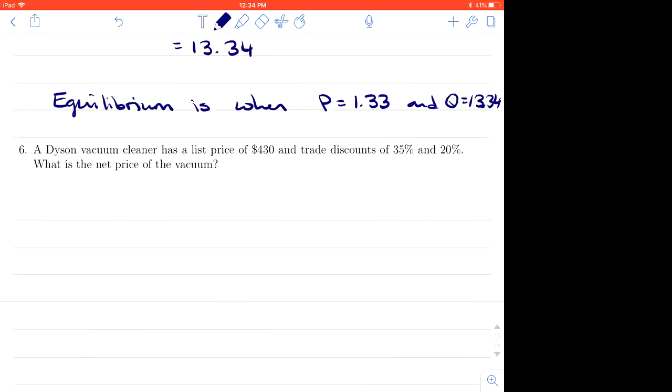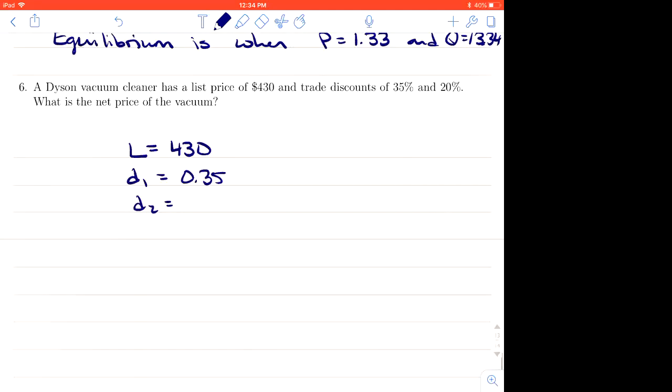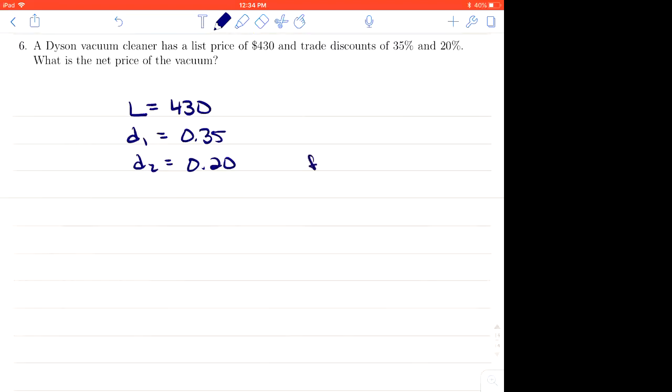A Dyson vacuum cleaner has a list price of $430 and trade discounts of 35% and 20%. What's the net price of the vacuum? It's too easy. Let's just list what we're given. The list price is $430. Discount 1 was 0.35 and discount 2 was 0.20. And we want to find N.